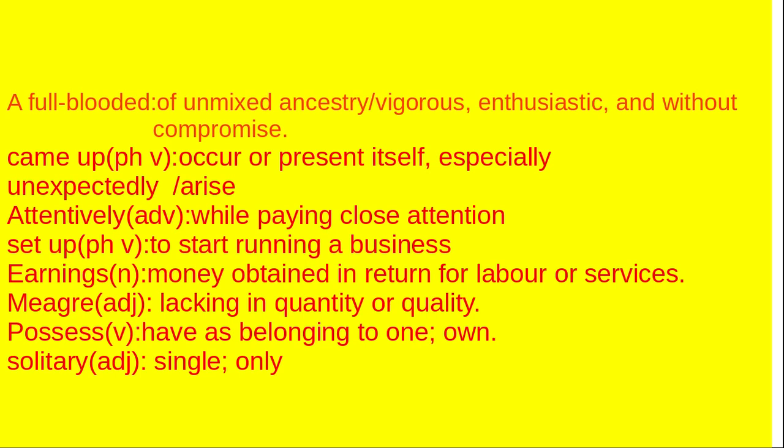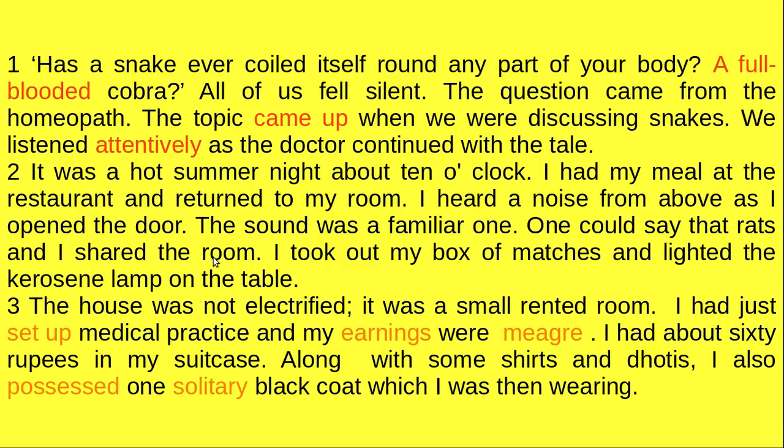Came up means occur or present itself, especially unexpectedly, or arise. Attentively means while paying close attention, right? Carefully. Setup means to start running a business. Earnings means money obtained in return for labor or services. Meager means lacking in quantity or quality. Possess means own. Solitary means single or only. You know that.